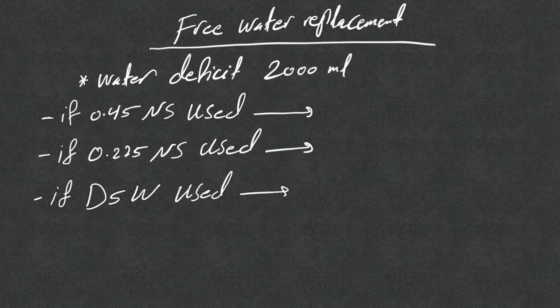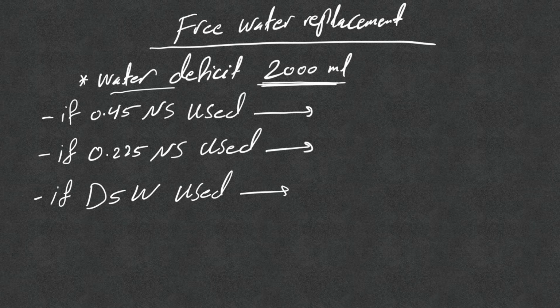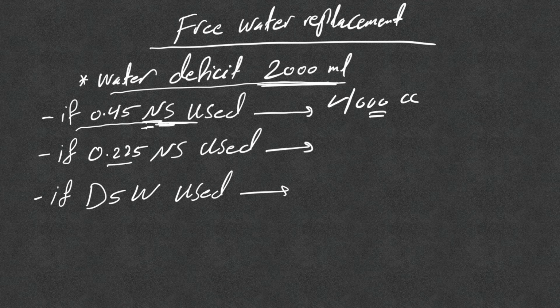The free water replacement. So let's say you have a water deficit of 2000 ml. If you want to use 0.45 NS, how many liters do you need? Just simple math. 50% of each bag is free water, so you need 4000 cc. Quarter NS, which I don't advise using, and the pharmacy probably will ask you, are you sure you really need to use that?